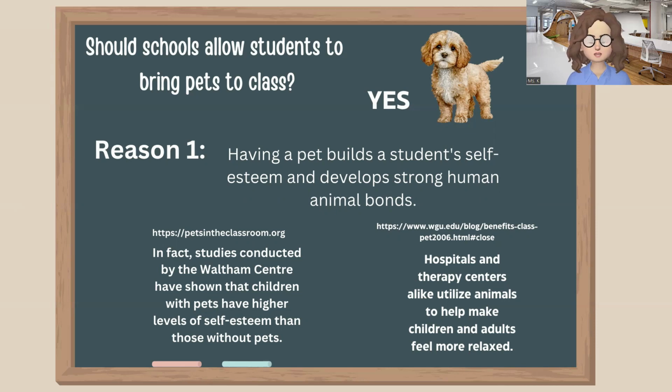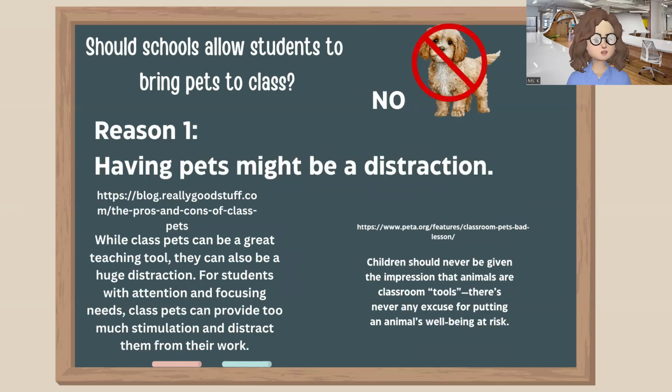Let's just do another example. Let's say that we chose no. So should schools allow students to bring pets to class? No. So this is your argument. Now you have a reason of why you chose no. Reason 1, having pets might be a distraction. So that's a good reason to support why you think pets should not be allowed in the classroom.